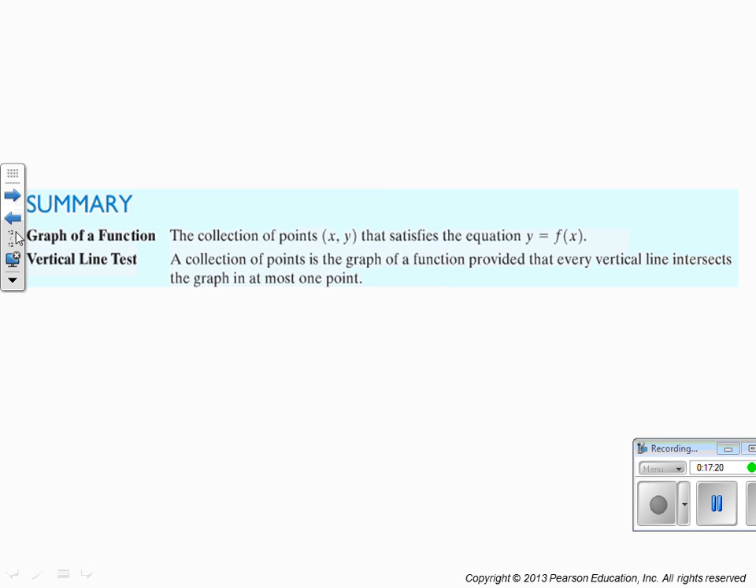All right, so to summarize, the graph of a function is a collection of points that satisfy y equals f of x, and the vertical line test is that you have a function if for every vertical line you can possibly draw, it only intersects your graph at one point.